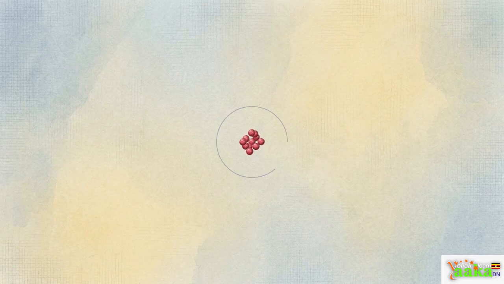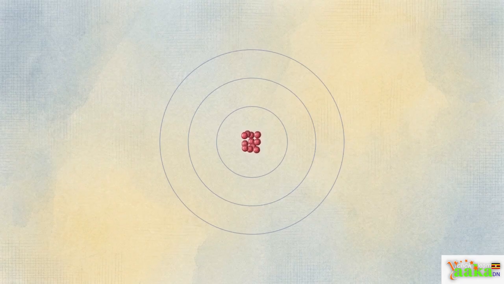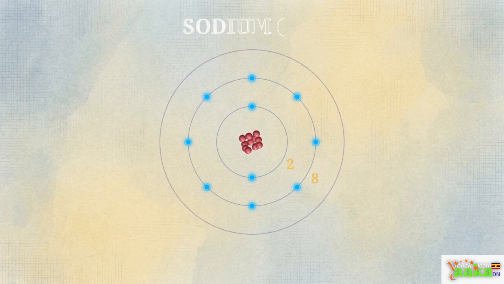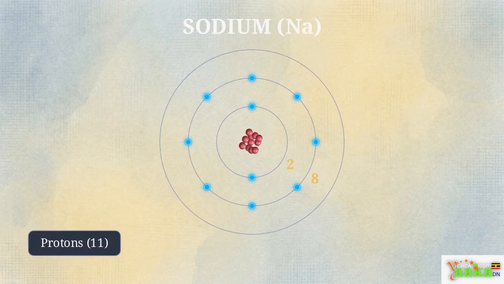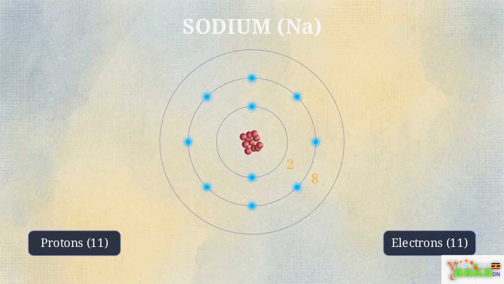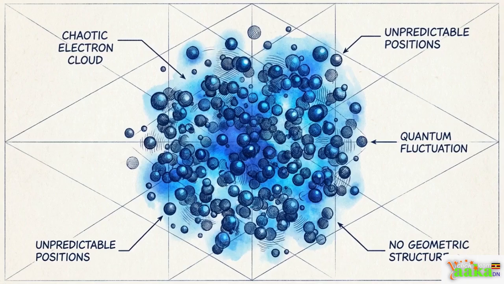Orbiting that nucleus are the electrons. These electrons distribute into specific shells that have strict limits. The first shell can only hold 2, the second holds 8, and the third holds 8. We see this in a sodium atom. Sodium's atomic number is 11, meaning 11 protons in its center. To balance them, it has 11 electrons, 2 in the first shell, 8 in the second, and 1 final electron in the outermost shell.